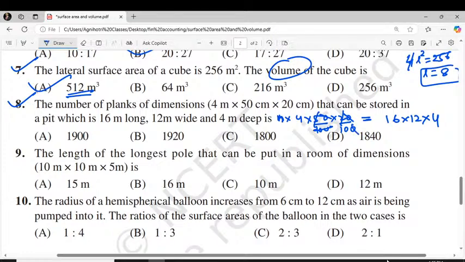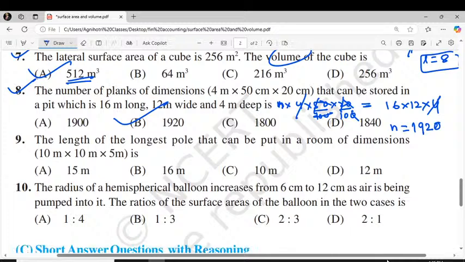Finally you can cancel out these two zeros, and you got 5 2s are 10, one more zero got cancelled. This 4 got cancelled with this 4, and N is coming out to be 12 into 6 is 72, 12 ones are 12 and 7 9, and one more zero will be here. 1920 will be the number of such planks. Ninth question.